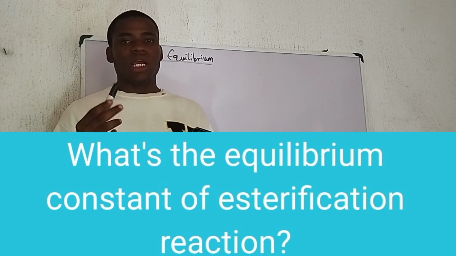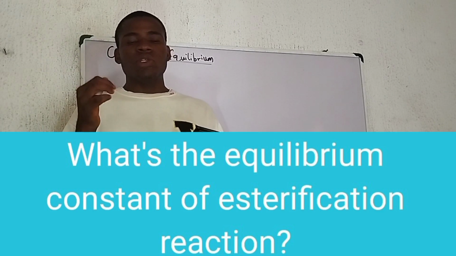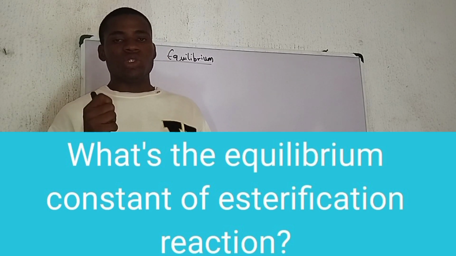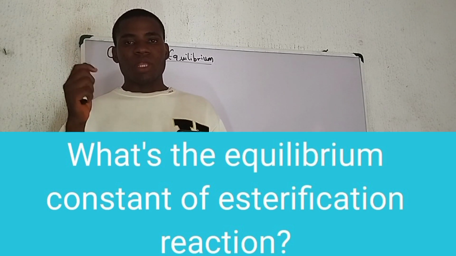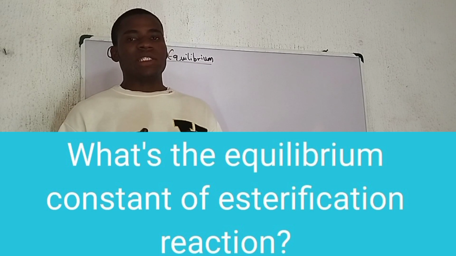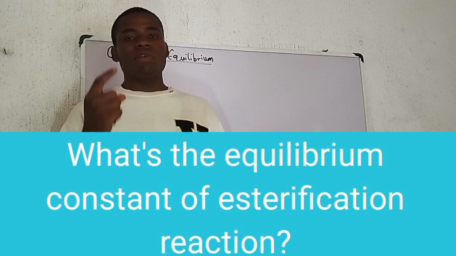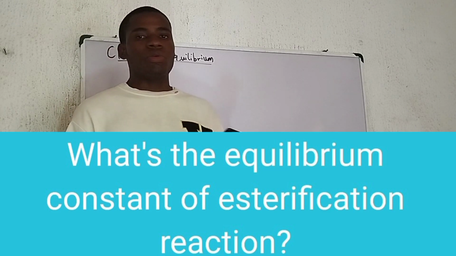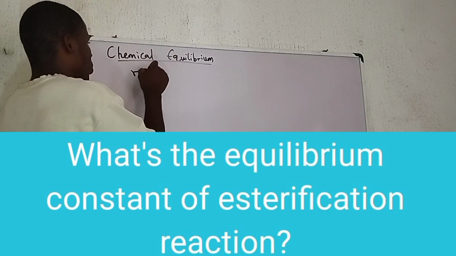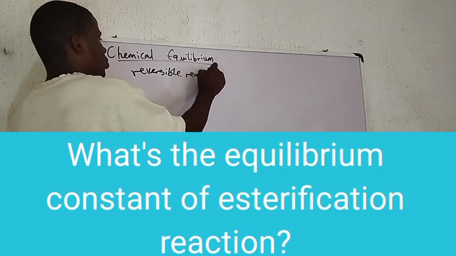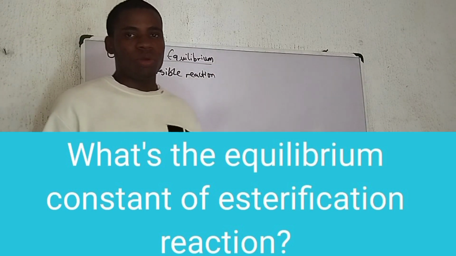In one of my videos, I've done rate of a reaction, where I mentioned rate of forward reaction and rate of backward reaction. So for us to be talking about chemical equilibrium, we must have a reaction called a reversible reaction. When is a reaction said to be reversible?